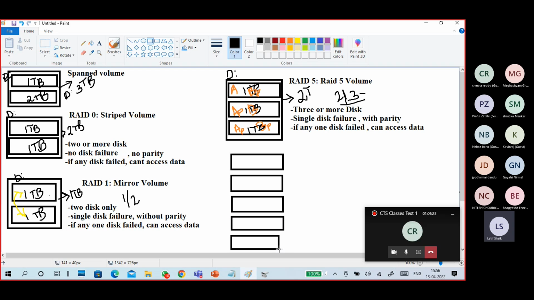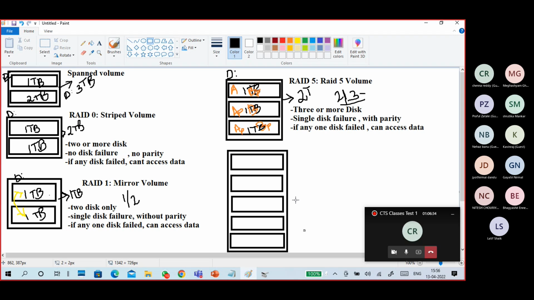Actually, there is not a particular RAID 6. RAID 6 is an extension of RAID 5. I started with RAID 0, RAID 1, and went to RAID 5. Where is RAID 2? Where is RAID 3? Where is RAID 4? Those RAID levels are available, but they are not implemented for production purposes.